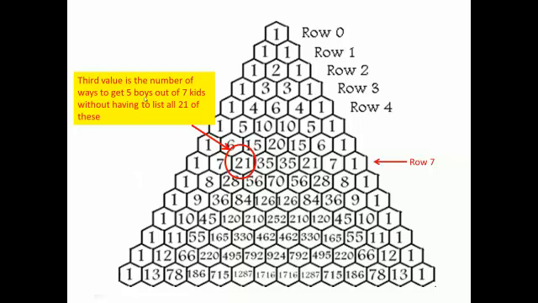Well, our question was 5 boys, so 7, 6, 5 out of 7 kids. So we just find this value, 21. So if we listed 128 ways to have 7 kids, we would see that 21 of them have 5 boys and 2 girls.